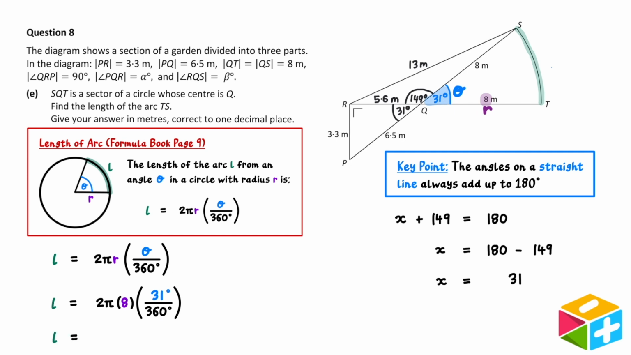Performing the calculation on the right-hand side gives us L is equal to 4.3284. We're asked to give our answers in meters correct to one decimal place. So rounding this off gives us our final answer of 4.3 meters.